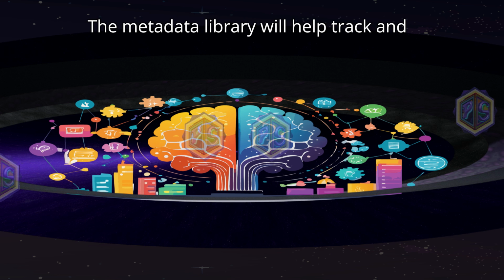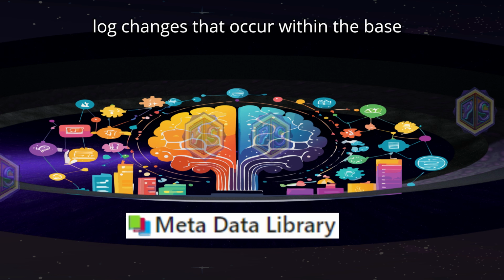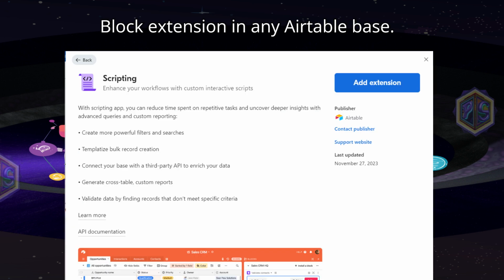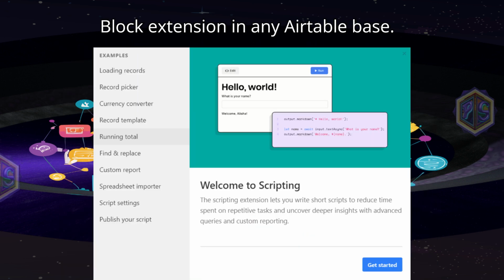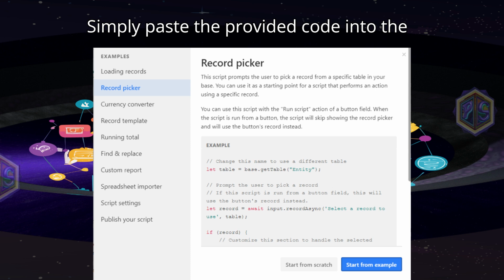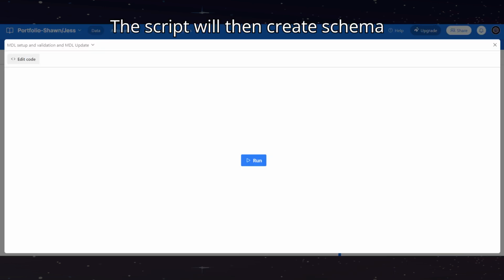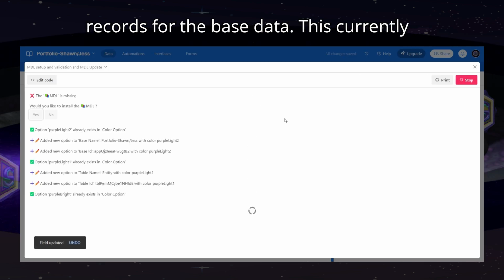The metadata library will help track and log changes that occur within the base schema. It can be installed using the script block extension in any Airtable base. Simply paste the provided code into the script extension and press the Run button. The script will then create schema records for the base data.